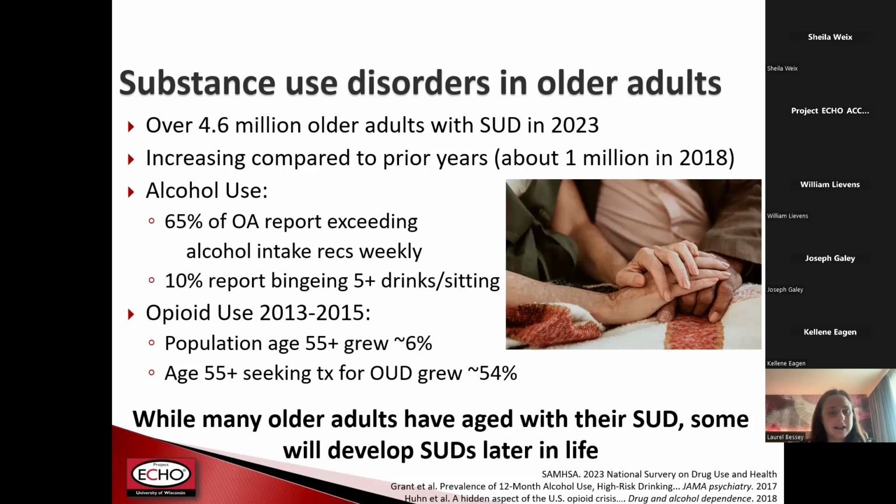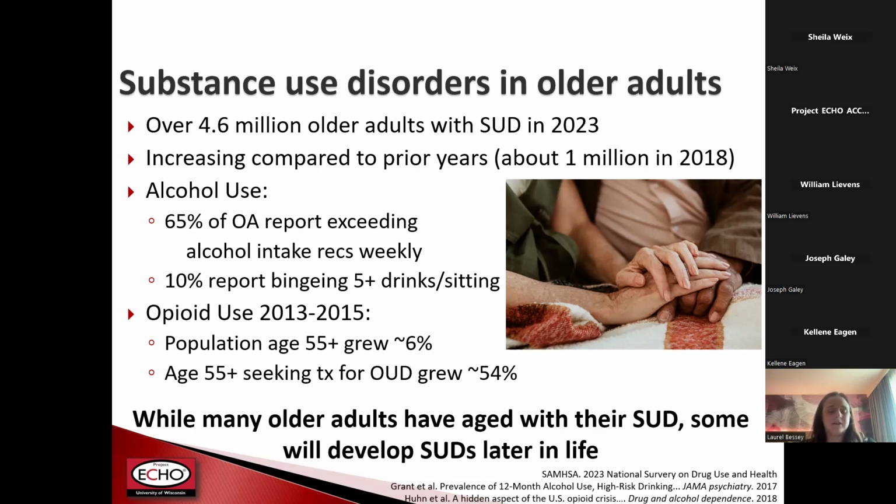This is older data, but I think it just illustrates the increasing need. Between 2013 and 2015, one study showed that the population of people aged 55 and older grew by about 6%, but the percentage of that population seeking treatment for opioid use disorder grew by about 54%. So a lot of people are coming out and seeking treatment.